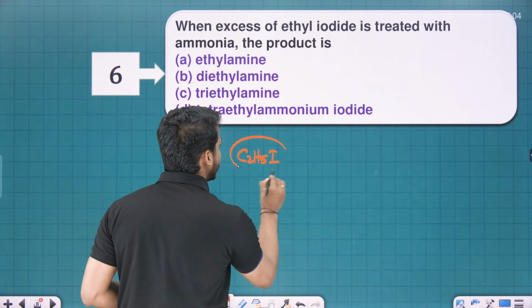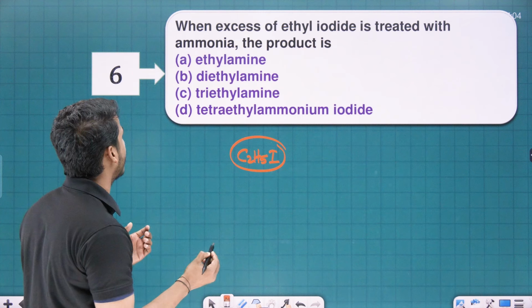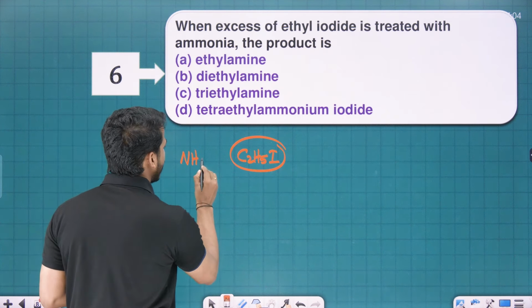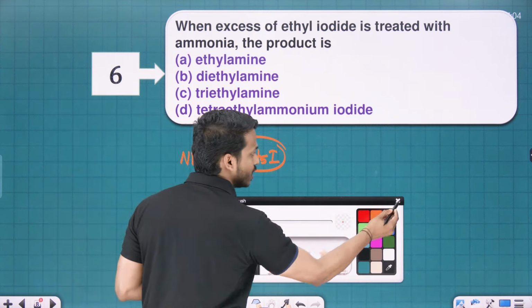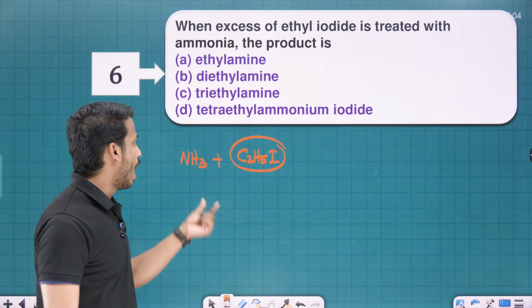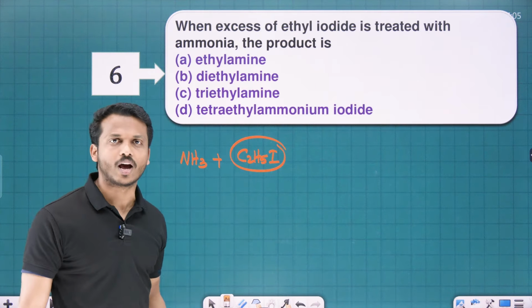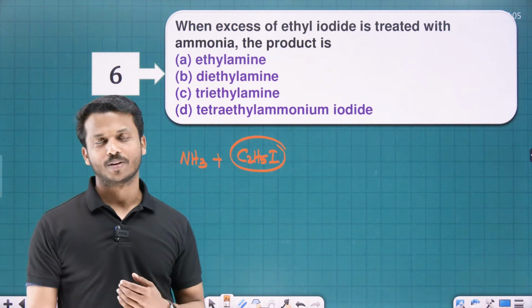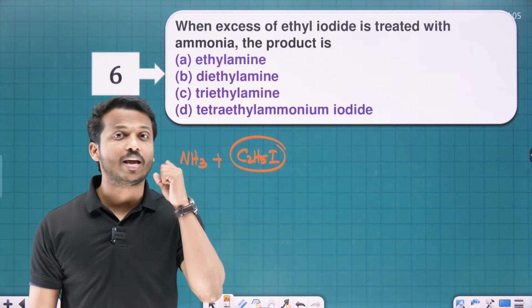Next, when excess of ethyl iodide, C2H5I, is treated with ammonia, what is this reaction? Remember, this is ammonolysis. Ammonia, when treated with a haloalkane, gives a primary amine. But you know, in ammonolysis, what is the main demerit?